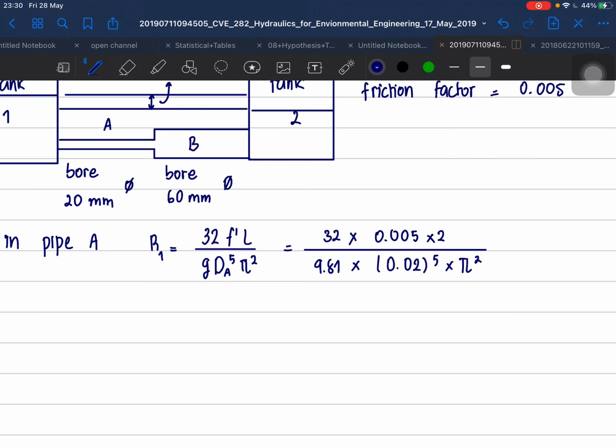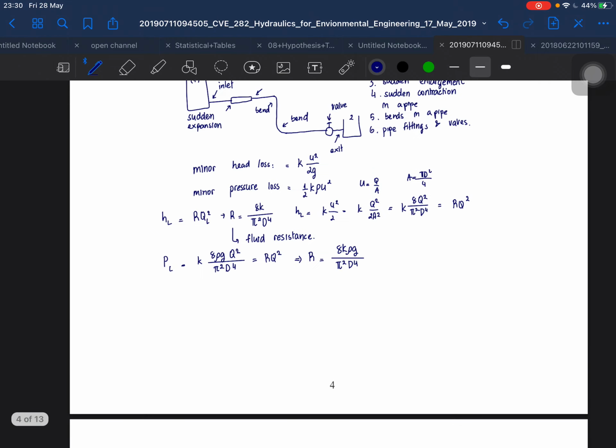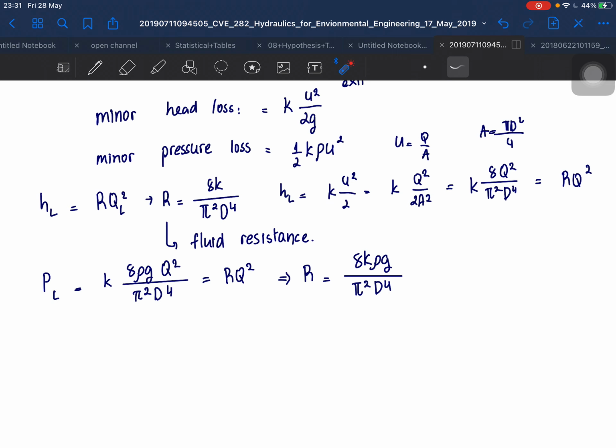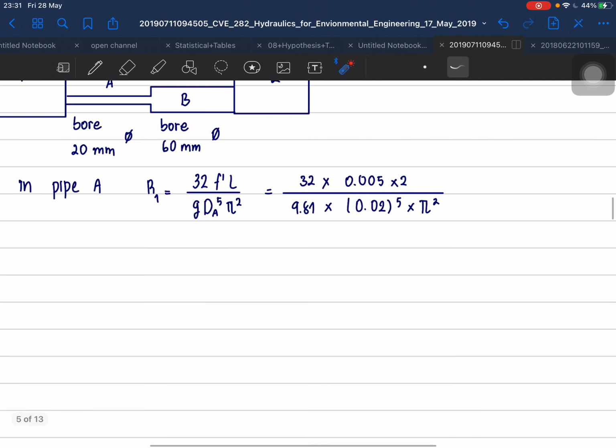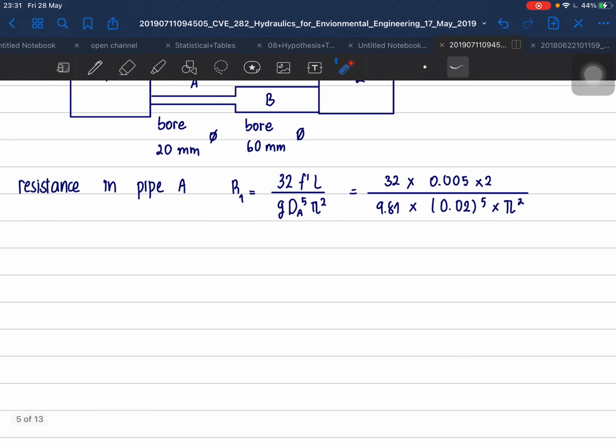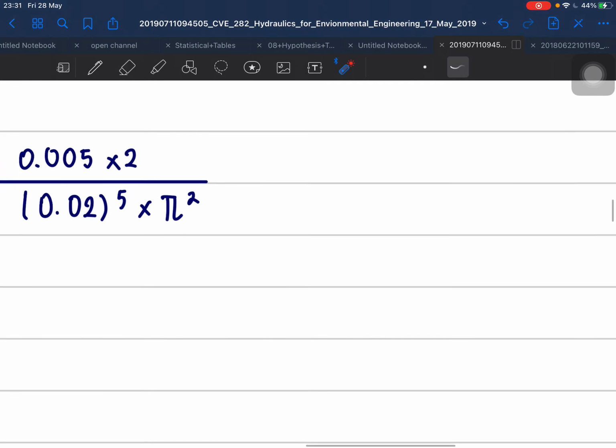Okay, you might have asked, why did I use this formula that I've shown? Because we're not trying to find the minor head loss. That one is only for the minor head loss and the pressure head loss, but this is the head loss in the pipe. So we're going to use the formula that we use for Darcy or Hazen, those big formulas and big theories. 9.81 times 0.02 to the power 5, and then times pi squared. Oh, it's a very large number.